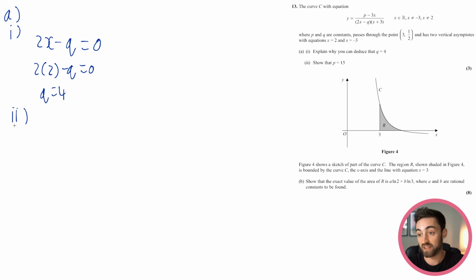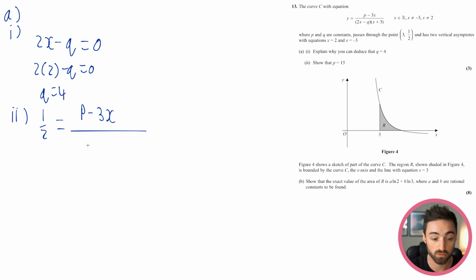Show that p equals 15. So not much to do with asymptotes here, but we are given another piece of information. It passes through the point (3, 0.5). So just sub it in, right? So a half is going to be y. And we're going to get p minus 3x over, we now know that q equals 4, so we get, I wrote 3x, but we can actually sub in x equals 3 there, can't we? So let's put 3 times 3, and then we get 3 times 2, that's the 2x, minus the 4, and then we get the 3 plus 3.